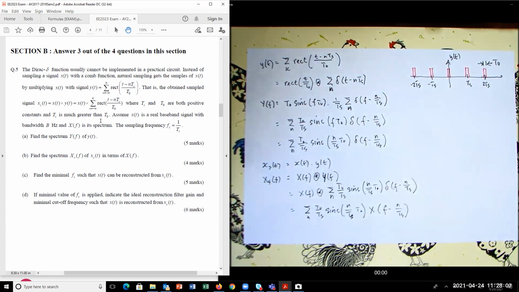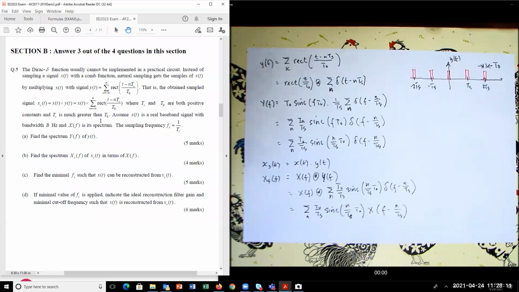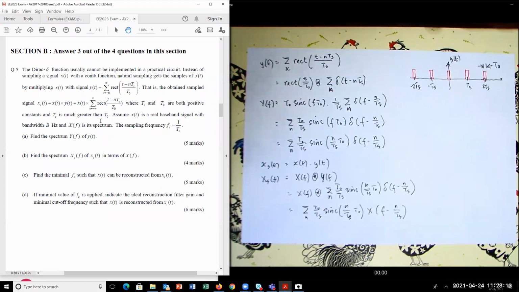All right, so we found expression XF in terms of X. And then it says, find the minimal Fs such that X can be reconstructed. The minimal sampling frequency Fs such that it can be reconstructed.